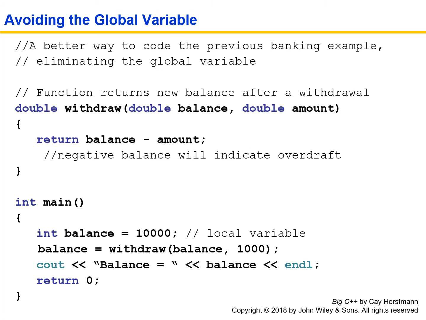A better way to do this is to pass balance along with the amount to withdraw and return the new balance. So balance equals withdraw of balance, comma, 1,000. And now we've eliminated the global variable, and we know that we have to give permission to each function to change balance as we go.